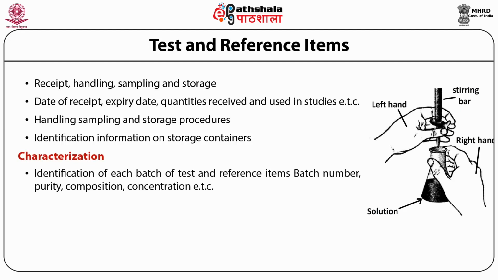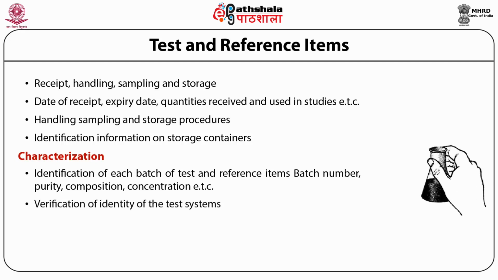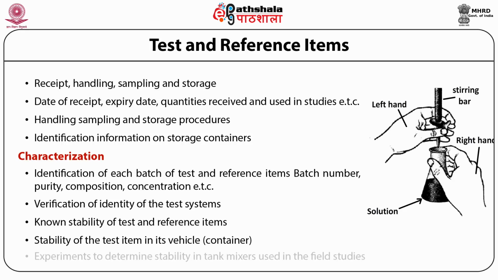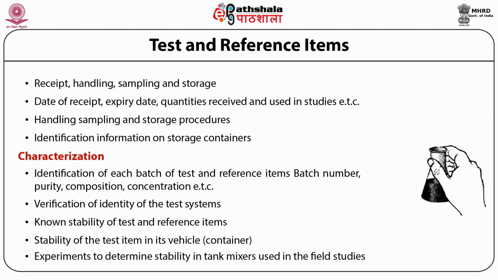identification of each batch of test and reference items should be in batch number, purity, composition, concentration, everything should be mentioned for the characterizations. The verification of identity of the test systems, known stability of test and reference items, stability of the test items in its vehicle or container. Finally, experiments to determine stability in tank mixes used in the studies.